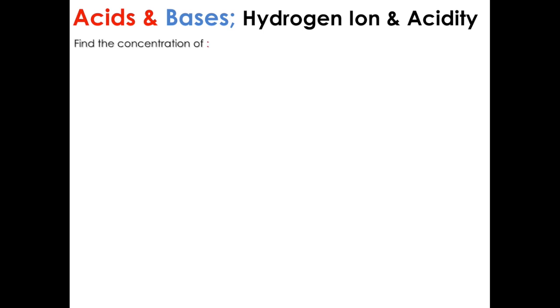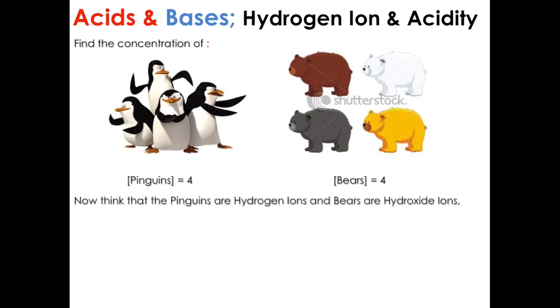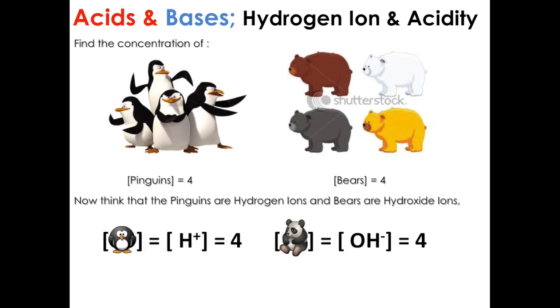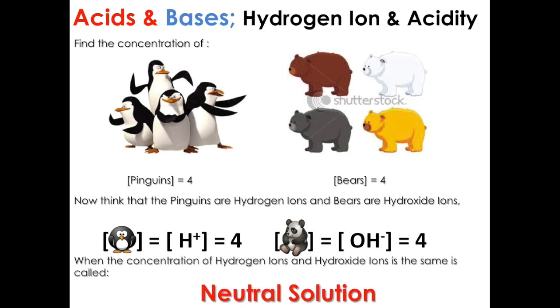Now, find the concentration of penguins and bears. Yes, you're right. We have 4 penguins and we have 4 bears. Now, think that the penguins are hydrogen ions and the bears are hydroxide ions. In this case, we'll have 4 hydrogen ions and 4 hydroxide ions. When the concentration of hydrogen ions and hydroxide ions is the same, we call it a neutral solution.